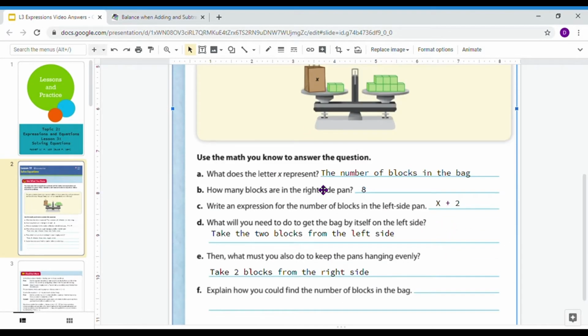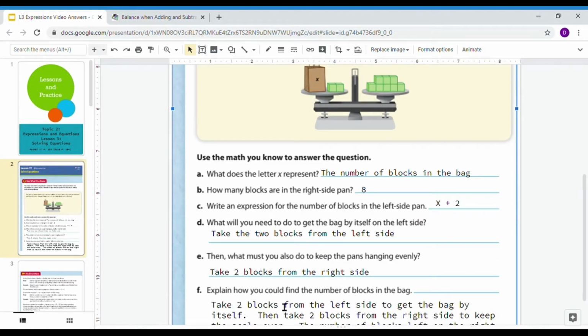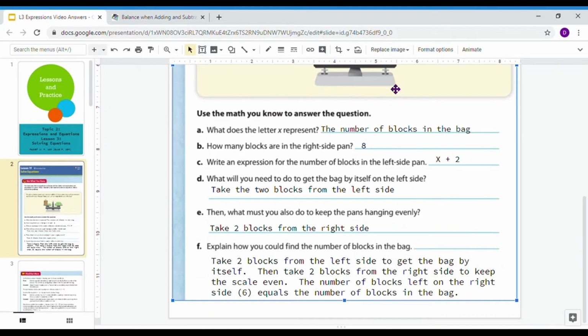So when you take 2 blocks from the left side to get the bag all by itself, and then you have to take 2 blocks from the right side to keep the scale even, the number of blocks that are going to be remaining on the right side, which is 6, because 8 minus 2 is 6, is going to equal the number of blocks in the bag, which is x. So in this case, x equals 6.